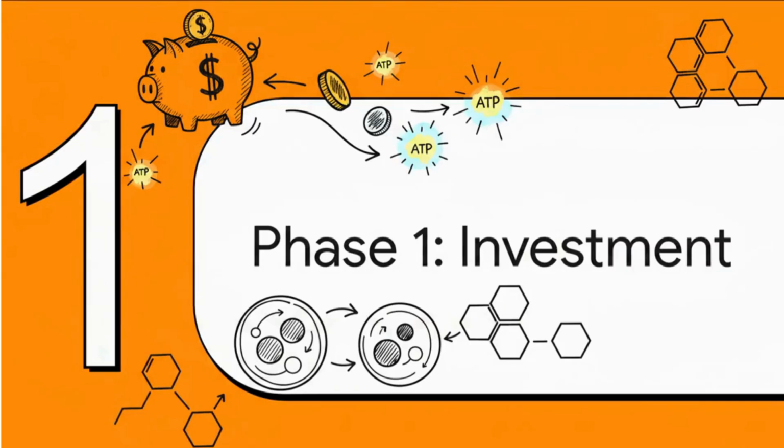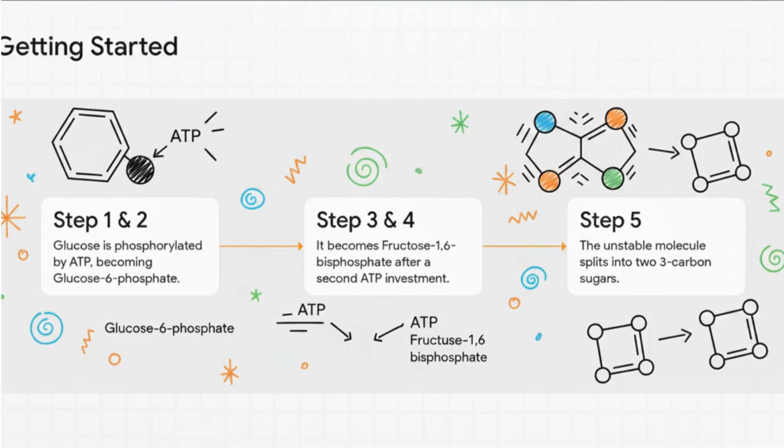But you know how they say you have to spend money to make money? Well, it's the exact same idea for energy inside a cell. Glycolysis doesn't just start making energy out of thin air. It kicks off with a phase that's perfectly named the energy investment phase. Okay, so to get the ball rolling, the cell has to spend 2 molecules of ATP.